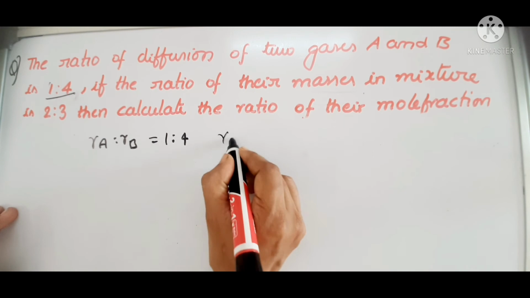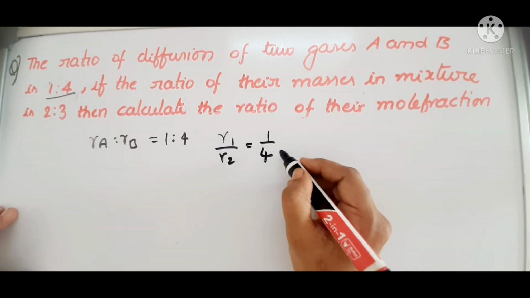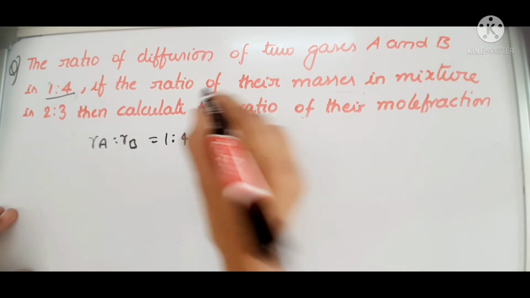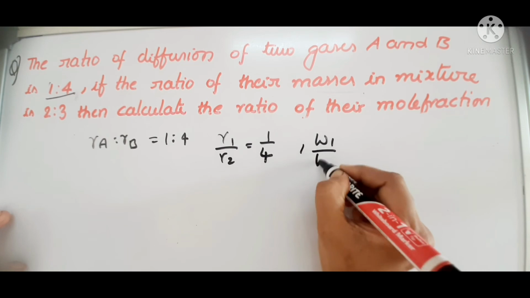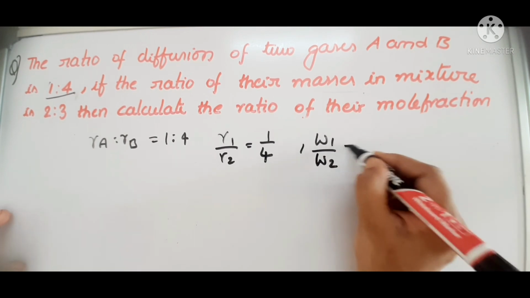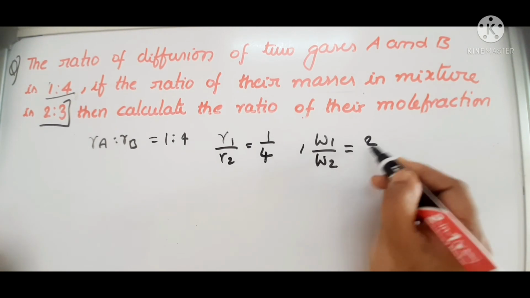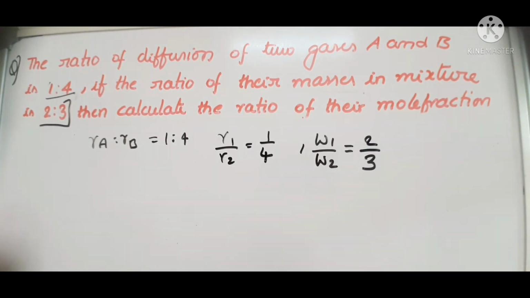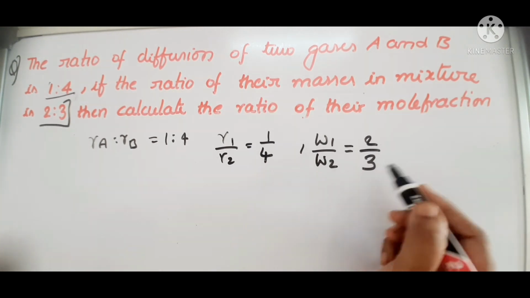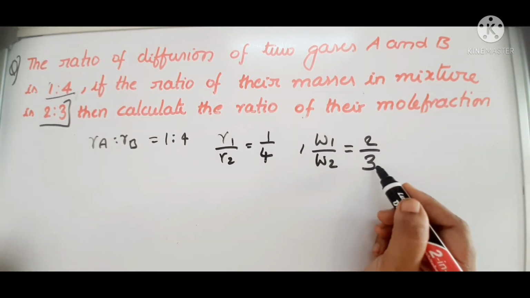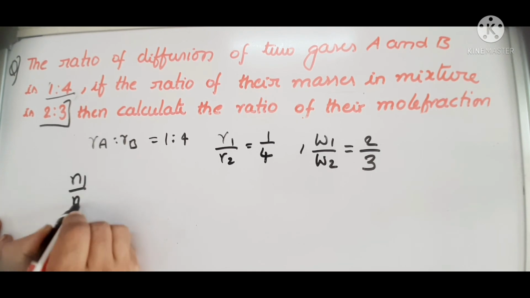So I can write it like R1 by R2 equal to 1/4, right? Next, the ratio of their masses. What are the masses? W1 divided by W2. I am writing directly W1 by W2 equal to 2:3, 2 divided by 3. Okay. So you have R1 by R2 equal to 1/4, W1 by W2 equal to 2/3 from the given data. So you have to calculate N1 by N2.